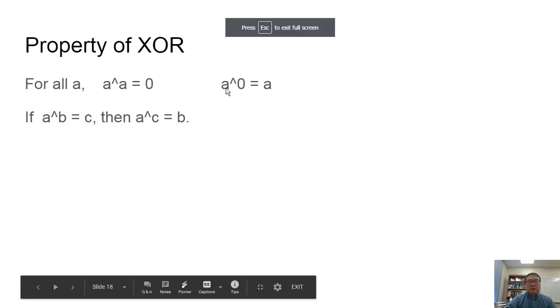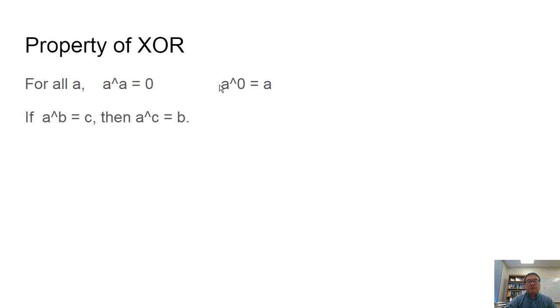The reason is 0 XOR 0 will give us 0. If a bit in A is 1, then 1 XOR 0 will give us 1.